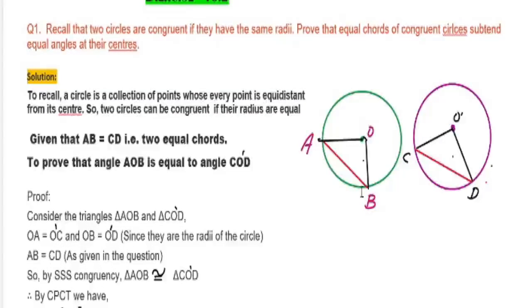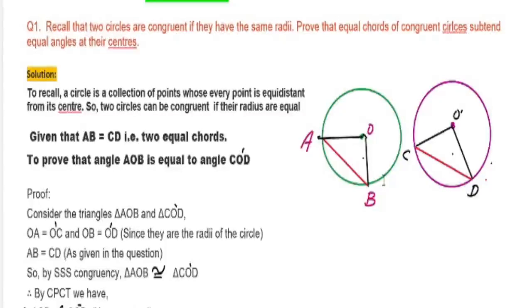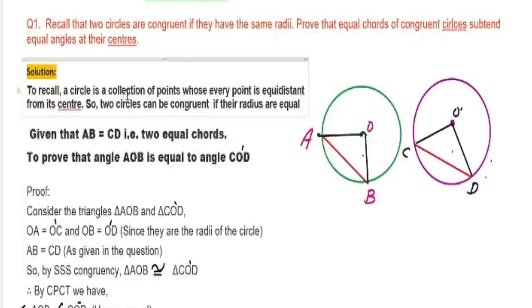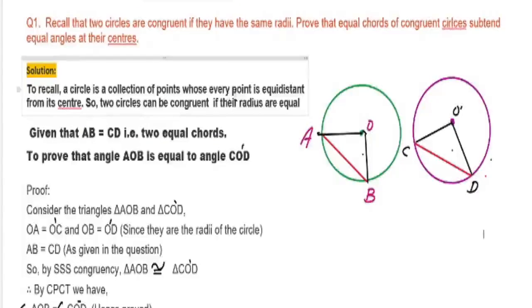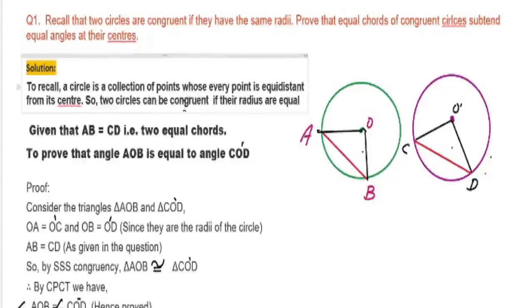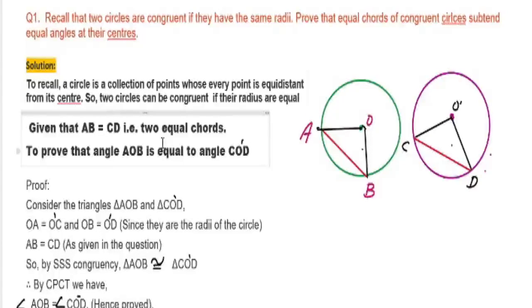Here AB and CD are two chords on the circles. To recall, a circle is a collection of points where every point is equidistant from its center. So two circles can be congruent if their radii are equal.